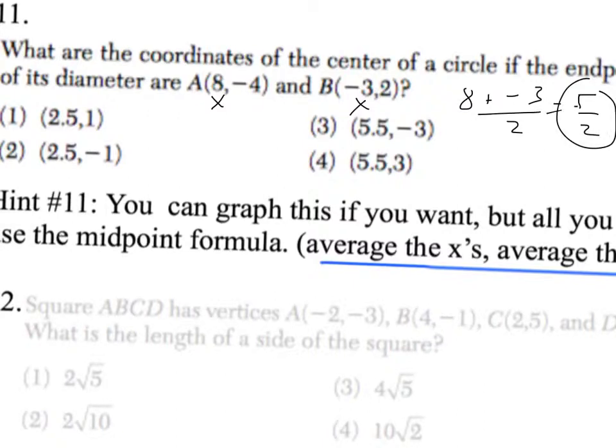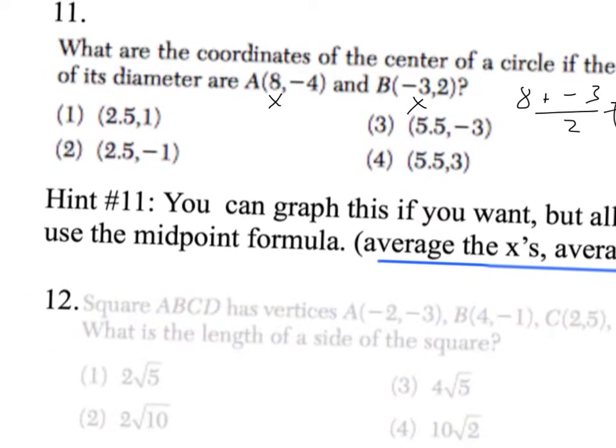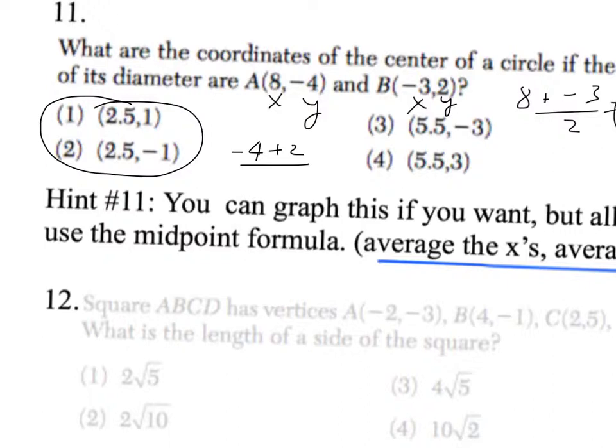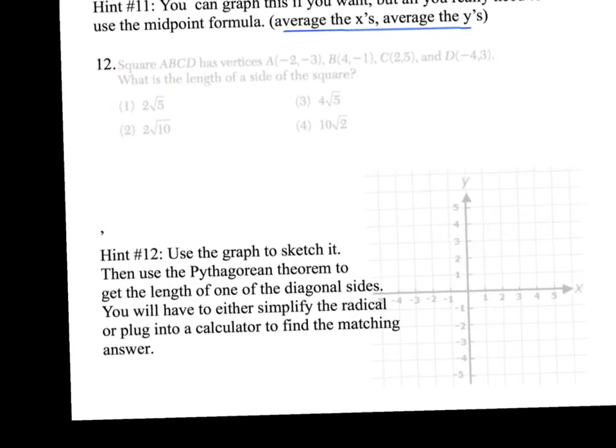So 5 divided by 2 is 2.5, so it has to be one of these two choices here. Now average the y's together. The y's here are -4 and 2. If I add those together, -4 plus 2, I get -2, and then divide by 2, which gives me -1. So the correct choice is choice 2. And you can actually graph it to see it if you wanted to.